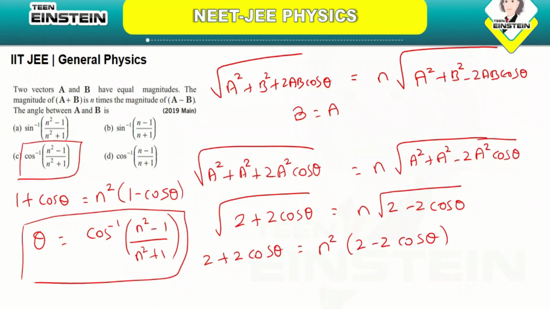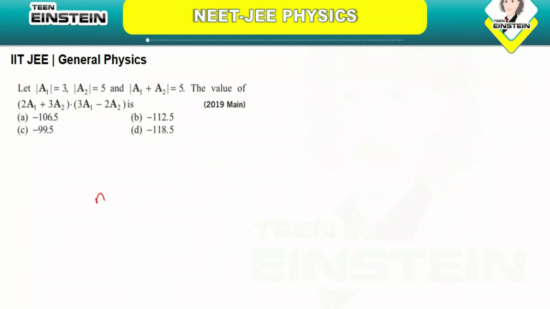Okay. Let us now move on with the next question. Let a1 is equal to 3, a2 is equal to 5 and a1 plus a2 equal to 5. What is the value of 2a1 plus 3a2 dot 3a1 minus 2a2? Okay. So first we have to find out the value of cos theta. So you have to put a1 plus a2 is equal to 5.